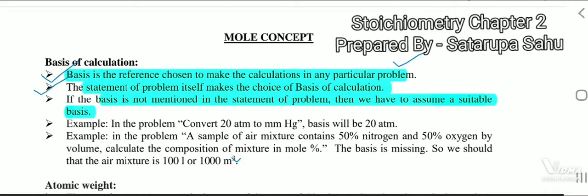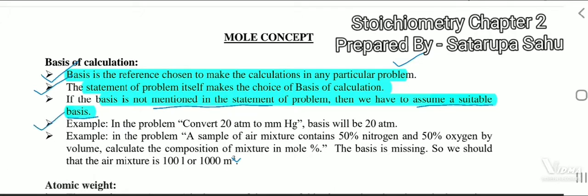Now, how do you know about the basis of calculation? The statement of the problem or the question statement will clearly identify what should be the basis of calculation. And if it is not mentioned in the statement, then we have to assume a suitable basis. Then we are going to discuss two problems, one where we can assume the basis and one where the basis is given in the question.